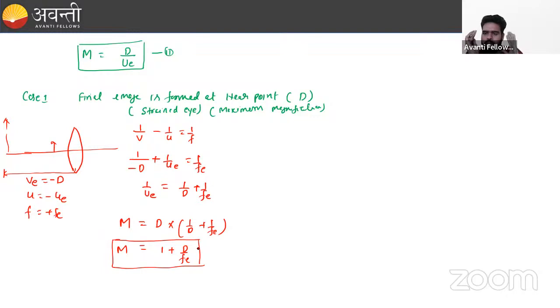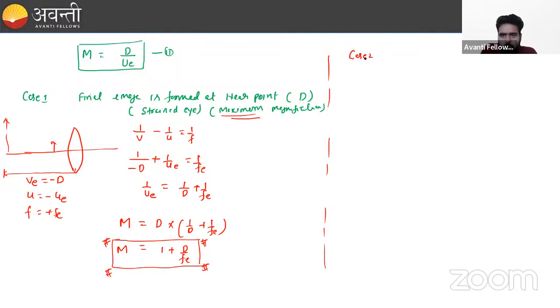Correct? We have to be very clear this is not a general formula, but a specific formula for when we want the final image formed at D, so that our magnification will be maximum. We can see that this term is added with 1. So we can say that this magnification is the case of maximum magnification. So sometimes this is also called the maximum magnification in the case of the simple microscope. Correct.